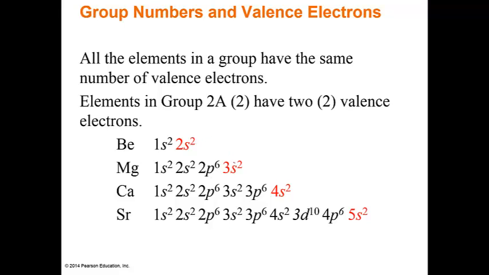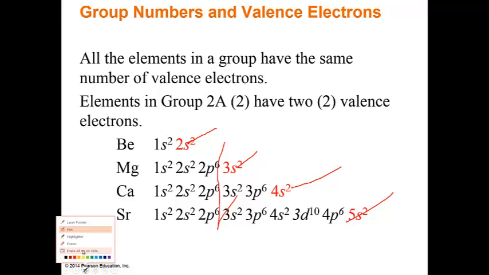All right, all of the elements in a group have the same number of valence electrons. So in the case of group 2A, beryllium, magnesium, calcium, strontium, all have the same number of valence electrons, and we can see this. At the very end, we've got 2s2, 3s2, 4s2, and 5s2, okay? So if we looked at the very end, well, I should not have gone that far. Let me erase that.